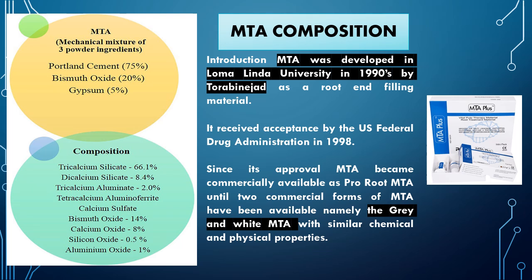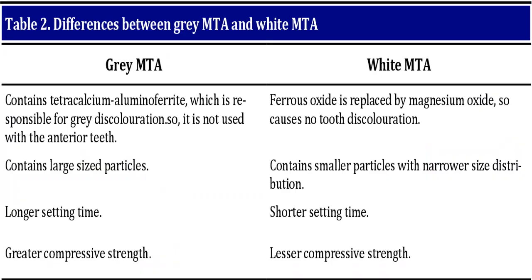The composition of MTA includes tricalcium silicate, dicalcium silicate, tricalcium aluminate, tetracalcium aluminoferrite, calcium sulfate, bismuth oxide, calcium oxide, silicon oxide and aluminium oxide. The difference between grey and white MTA is that grey MTA has tetracalcium aluminoferrite, and white MTA is prepared by replacing this aluminoferrite, which gives the color to grey MTA, with magnesium oxide in order to prevent tooth discoloration, because that was considered to be the major disadvantage of grey MTA.